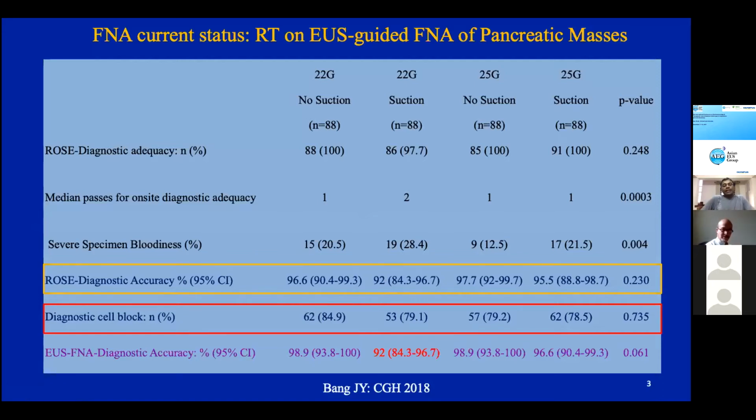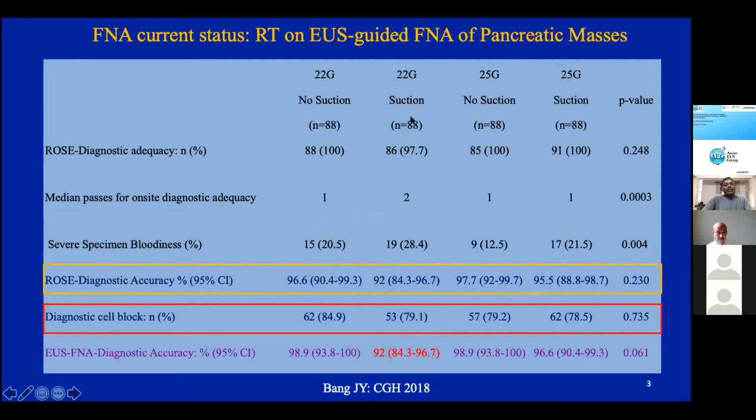It's all less than 85%, particularly with a 22 gauge needle with suction. It's only like 79%. And then when you use a 25 gauge with no suction, once again, it's in the ranges of 79. So according to the American College of Gastroenterology, anything that is less than 85% is considered suboptimal.